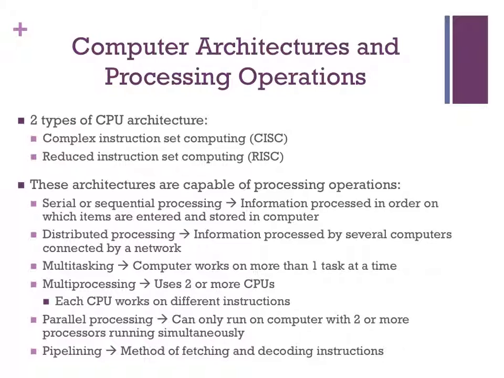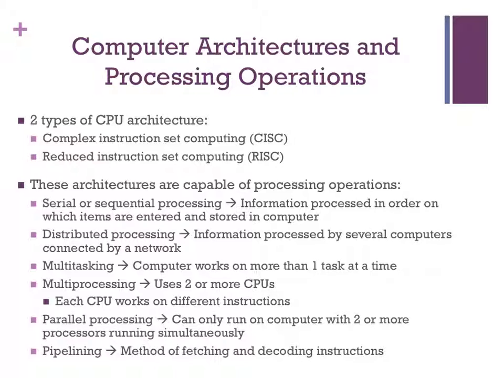These architectures are capable of processing or operations such as serial or sequential processing, distributed processing, multiprocessing, multitasking, parallel processing, and pipelining. CT technologists should understand the meaning of these terms because they are used in CT literature and also in the manufacturers' brochures for the scanners.